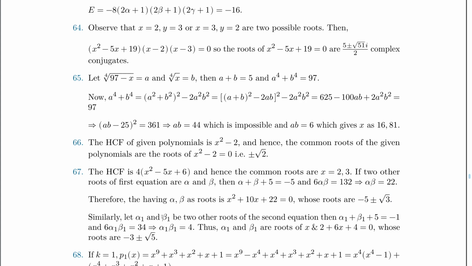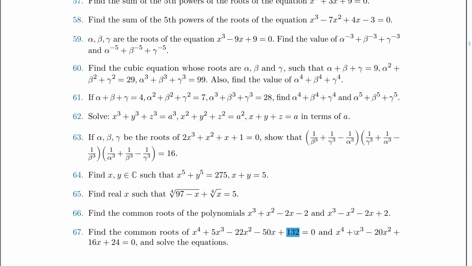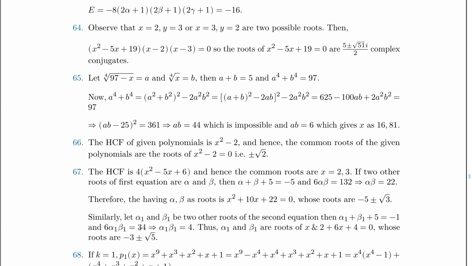Now similarly we let alpha 1 and beta 1 be the 2 other roots of the second equation. Then alpha 1 plus beta 1 plus 5 is equal to minus 1, and 6 alpha 1 beta 1 is equal to 24. This should be 24, there is a typing mistake. So alpha 1 beta 1 is equal to 4. Now once we have alpha 1 beta 1 and alpha 1 plus beta 1, we have the equation x square plus 6x plus 4 is equal to 0, whose roots are minus 3 plus minus square root of 5.